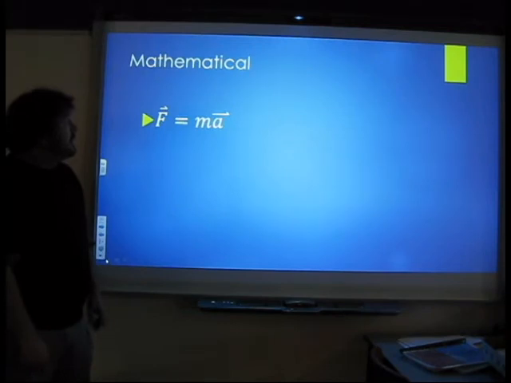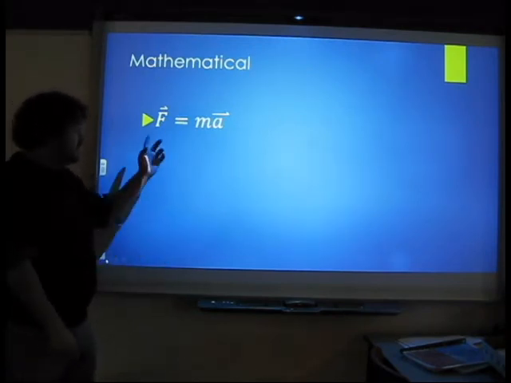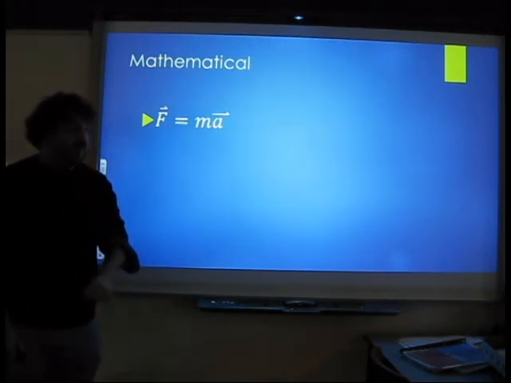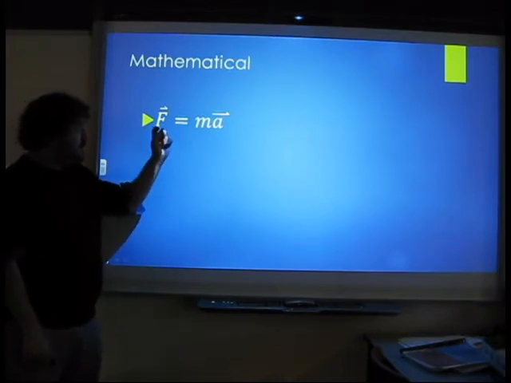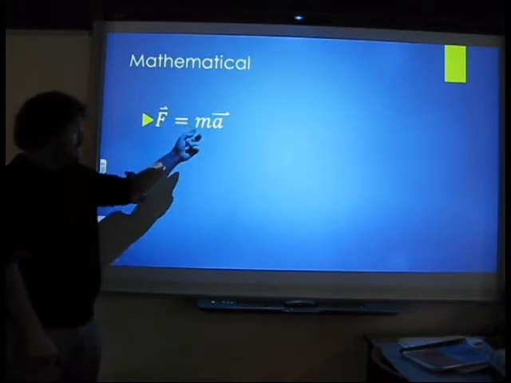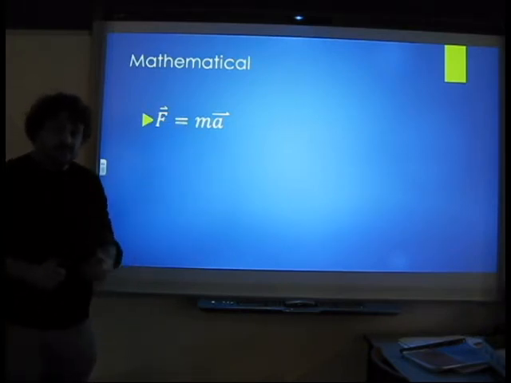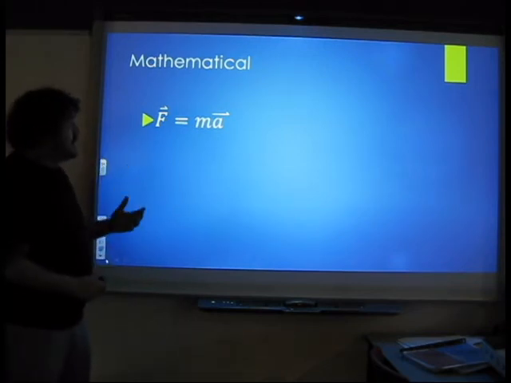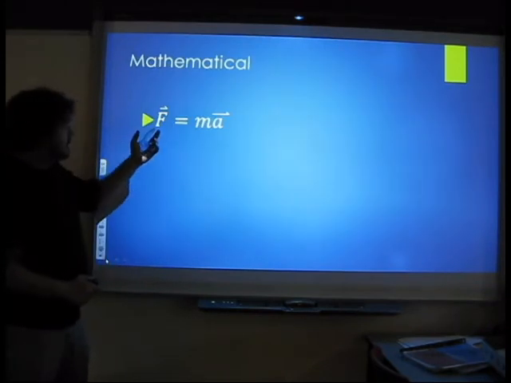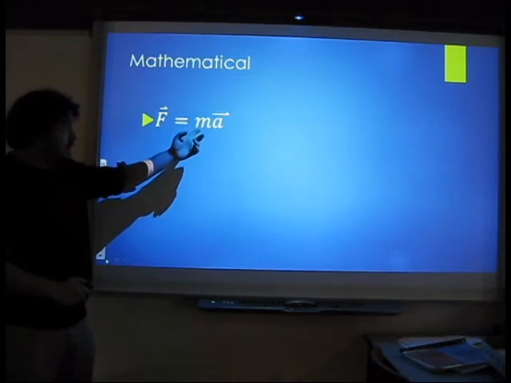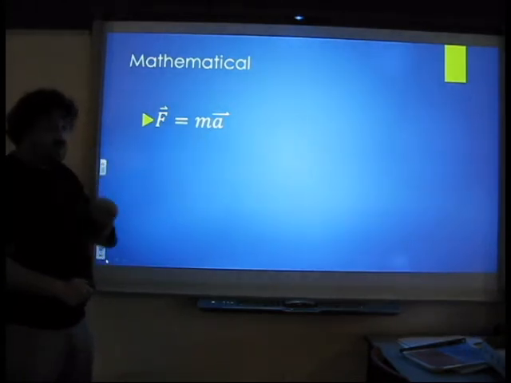Okay, so if we break that down, we can do it mathematically, whereas F equals ma. You've seen this before. So F is force, m is mass, and a is acceleration. You've seen this formula before, but this is what it means. So basically, this mass will accelerate if a force is applied to it.